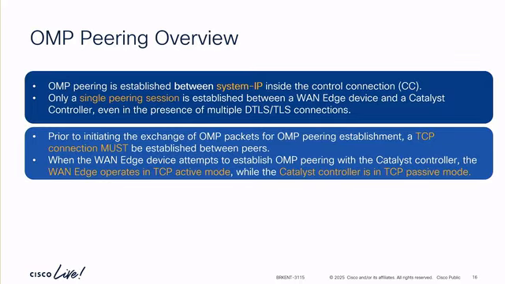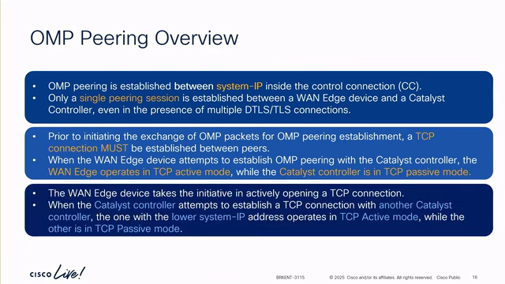Because the SD-WAN controller or the OMP works in a client-server model, it has to first establish the TCP connection, and after that, it starts exchanging the OMP packets to build up the OMP peering. Because OMP works in a client-server model, the client acts in TCP active mode, and the server will act in TCP passive mode, meaning that the client will initiate the TCP connection with the server, and then it will send the OMP packet to establish the OMP peering.